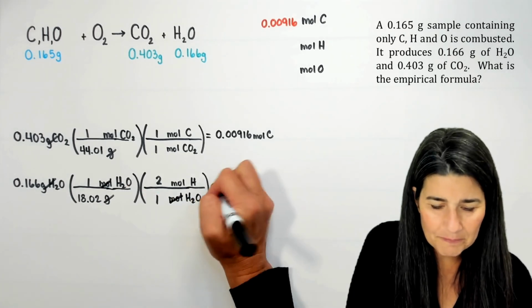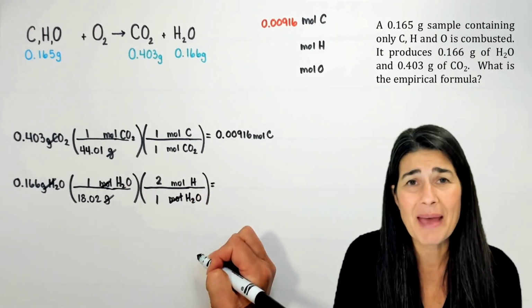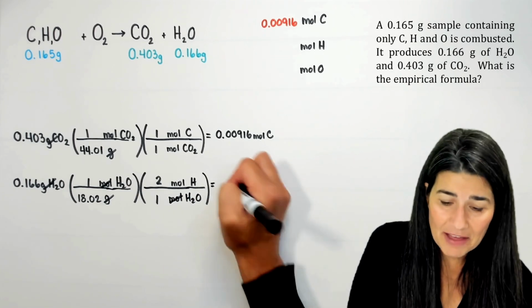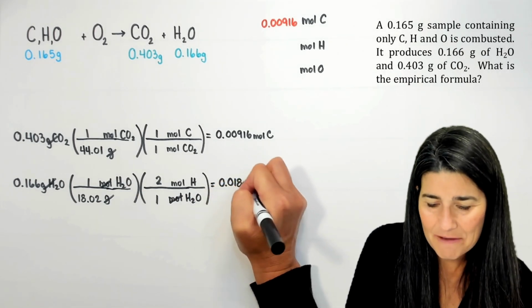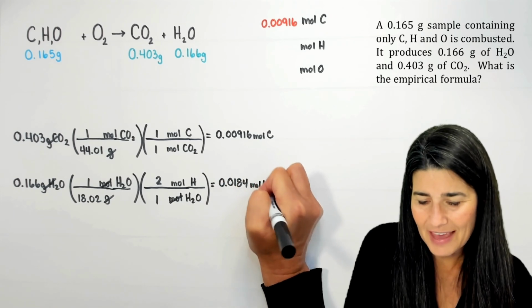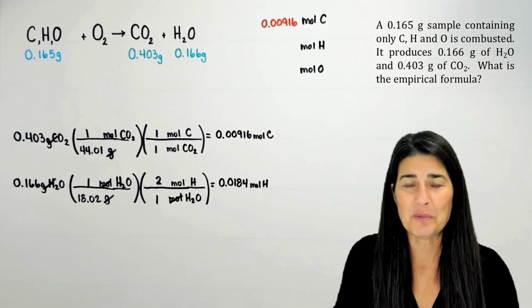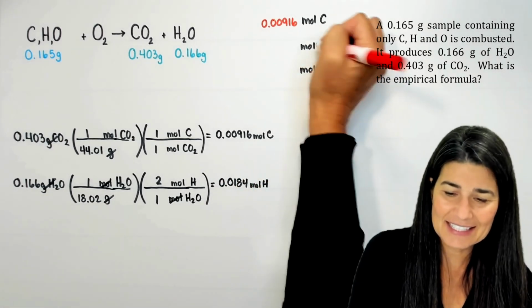Moles cancel out. Now, if you go ahead and do the math on that, I get a value of 0.0184 moles of H. Okay, again, super important number. We're going to need it. Let's stay organized.